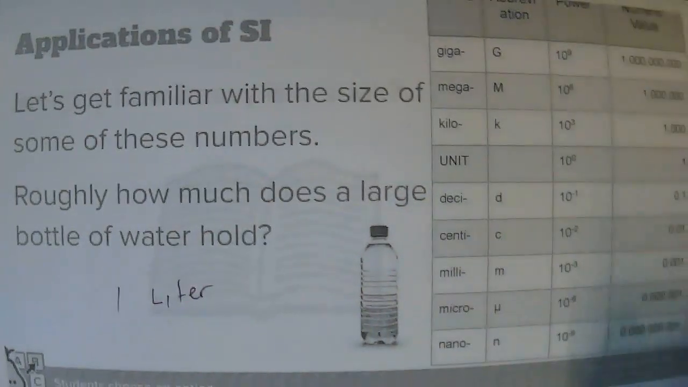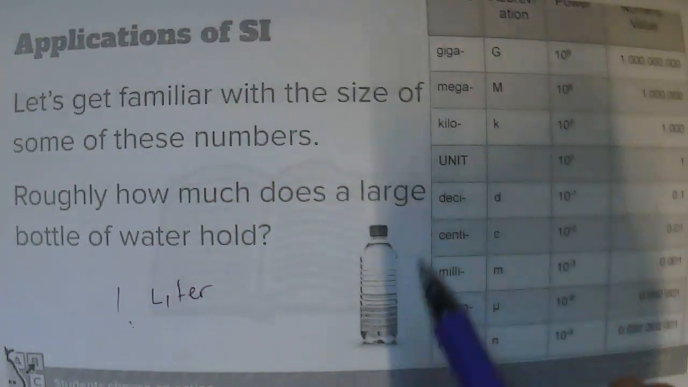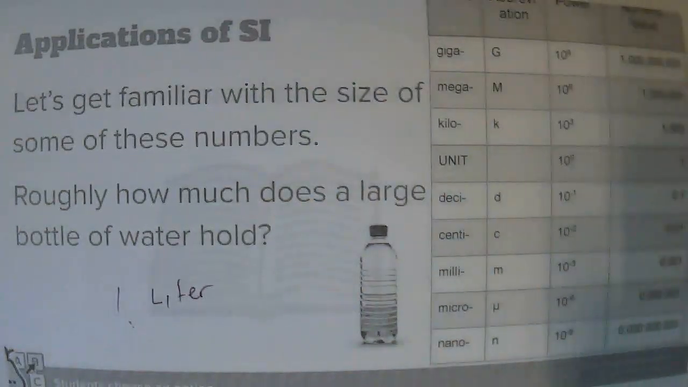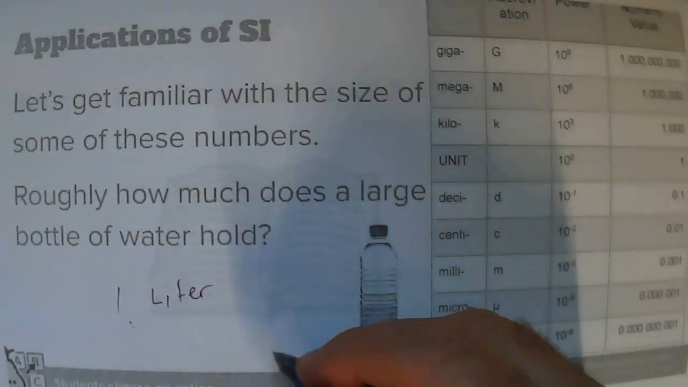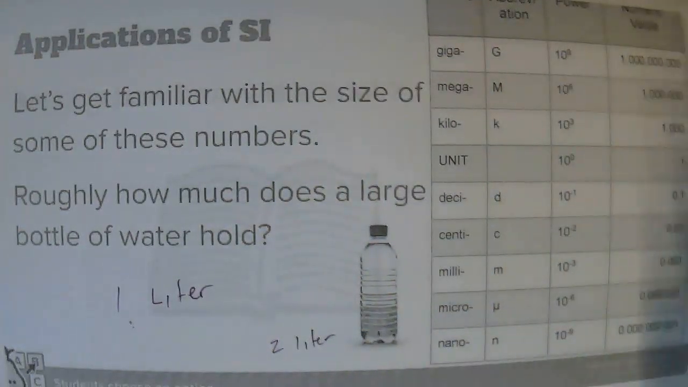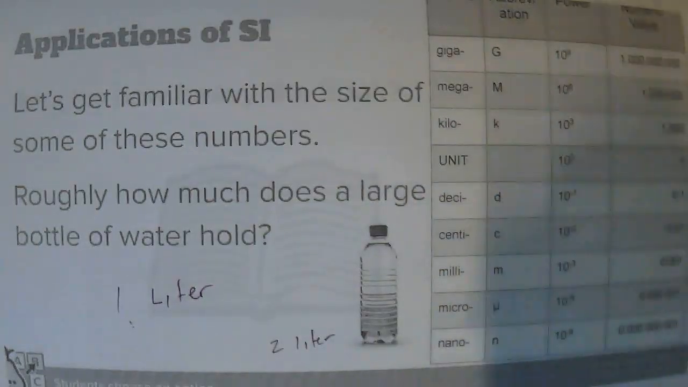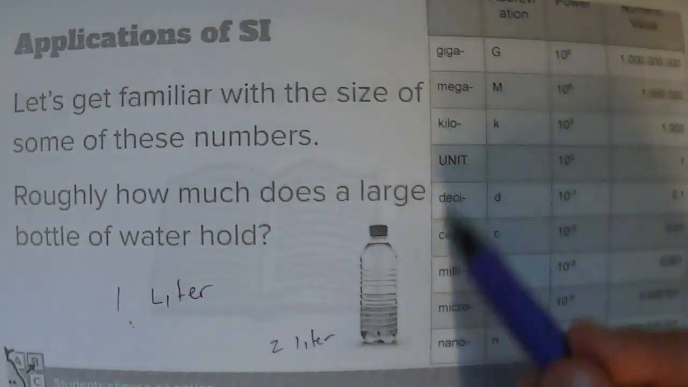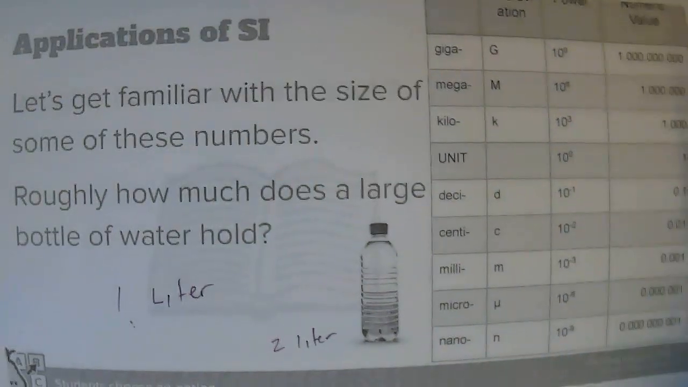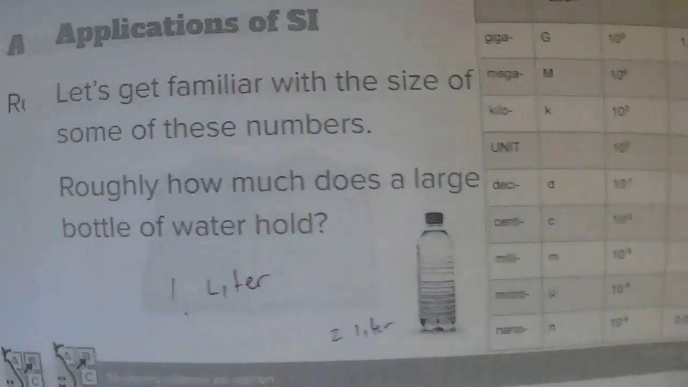It's definitely not 1,000 liters. A regular soda bottle, the larger soda bottles that you buy in the store, are 2-liter bottles. So you can get an idea. A bottle of water is definitely not 1,000 times bigger than that. It's not a kiloliter. A bottle of water holds about 1 liter.